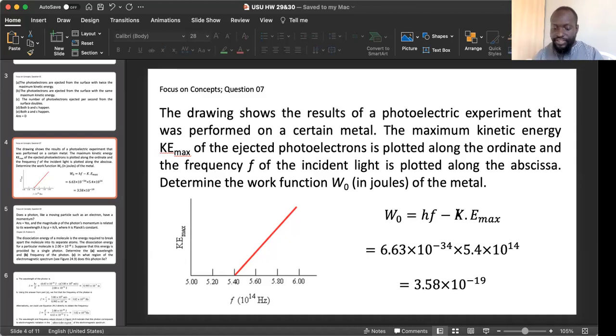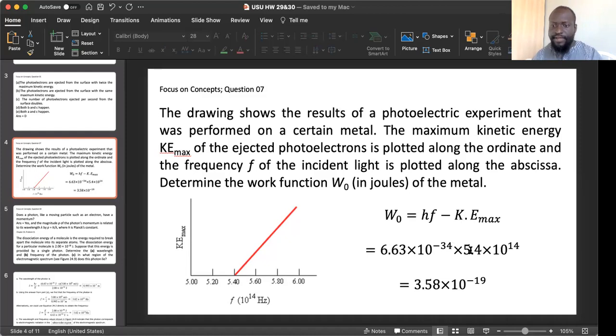So the basics of it is when you shine light, you first of all knock out the electron and then give the electron some kinetic energy. So the energy you need to knock out the electron before you give the electron kinetic energy is the work function. So that's just hf. So you use 6.626. I'm using 6.63 times 10 to the power minus 34 for the constant here, the Planck's constant.